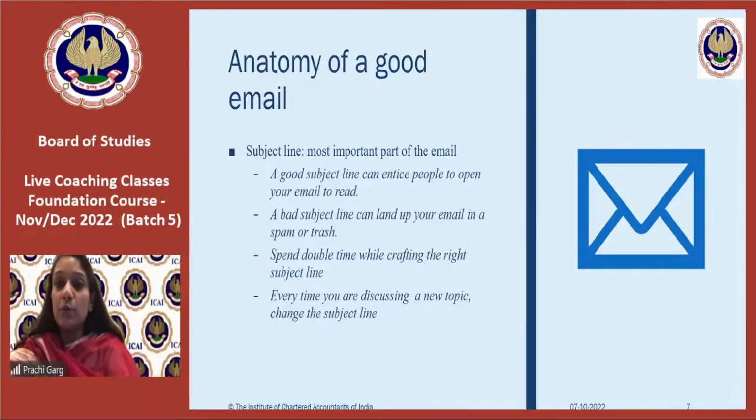So if the topic changes in the email, after exchanging a few emails, you have to change the subject line. In the existing trail of the email, there is an option of edit subject. So you can edit the subject and then you can deliver the same email. Clear? Any problem so far about understanding the subject line?